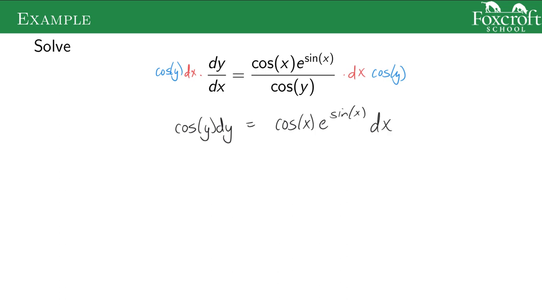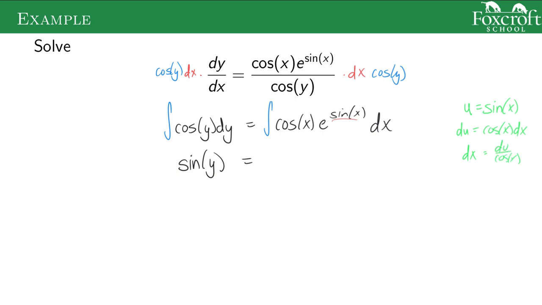But once you've separated your variables, you take integrals. The antiderivative of cosine is sine, so it's going to turn into sine of y. And the antiderivative on the right is going to take me a little bit longer because I have a lot of stuff going on, but there's something inside of something else. So when I do my u substitution, I make u the sine of x, so du is cosine of x dx, and dx is du over cosine of x.